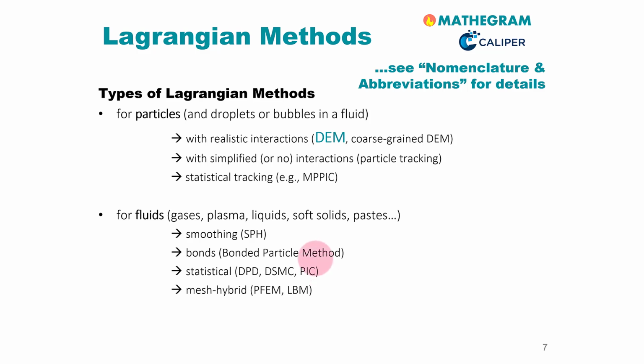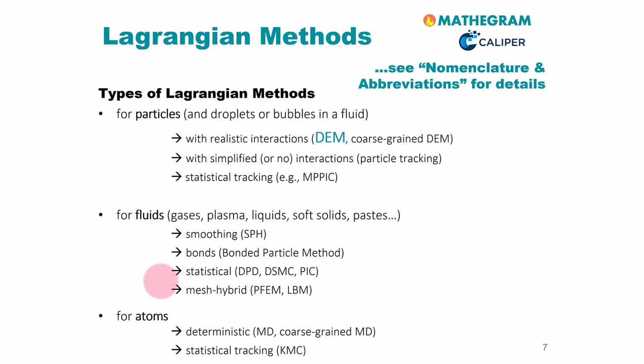Last but not least, there is the important group of mesh hybrid methods for fluids. The particle finite element method and the lattice Boltzmann method are examples of this subtype of Lagrangian methods. At the very end, we can highlight here Lagrangian methods that track individual atoms. If we track them in a deterministic way, we speak of molecular dynamics or coarse-grained molecular dynamics code. If we perform a statistical tracking of atoms, then we would speak of a kinetic Monte Carlo method, for example. As you already see, there is a huge variety of Lagrangian methods, and they have had a huge impact on our daily life in research.